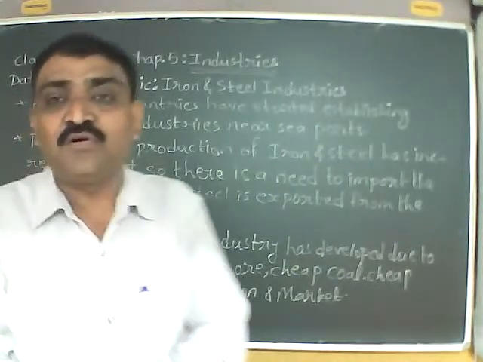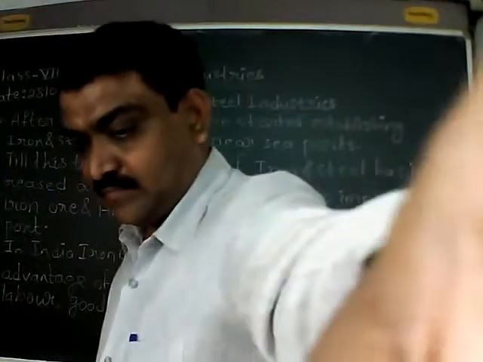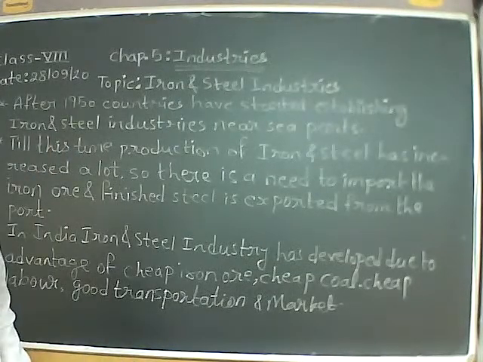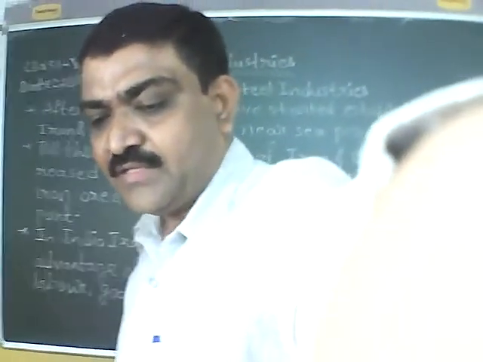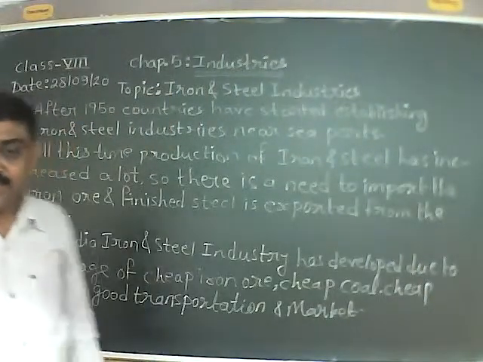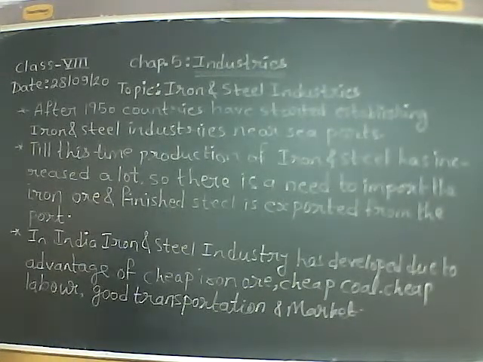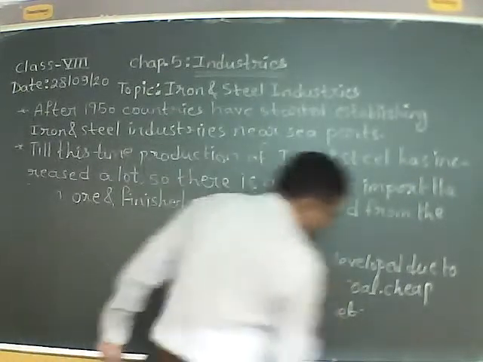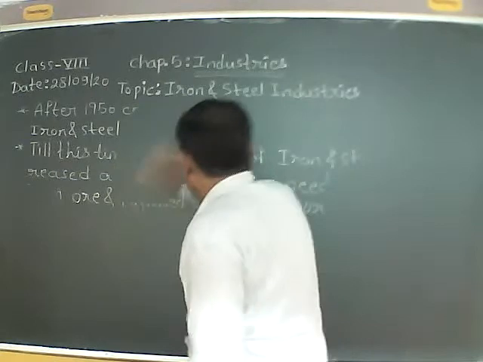So because of the availability of all these things at a very cheap rate, बहुत कम दामों पर ये सब चीजें अवेलेबल हैं, which help in establishing the iron and steel industry in India. Now the iron and steel industry is established, as on today's date, in the Chota Nagpur belt of India.